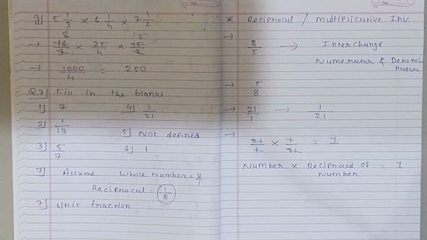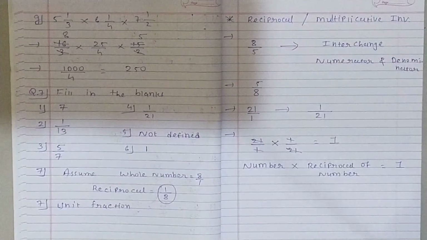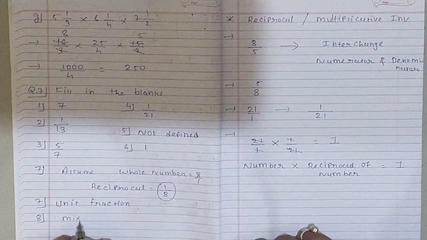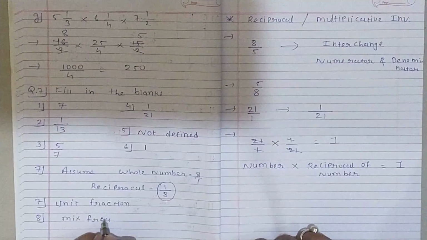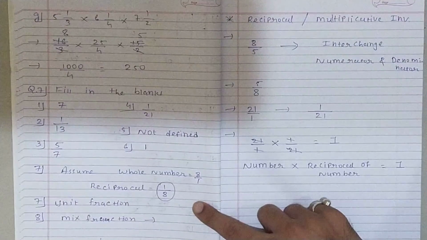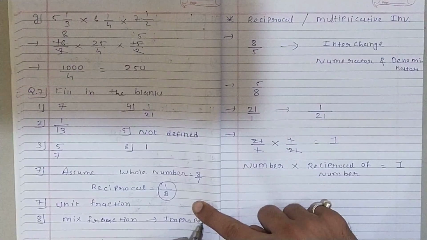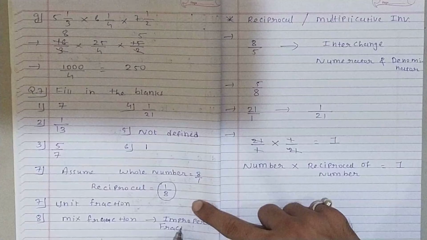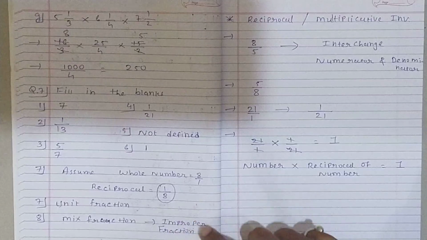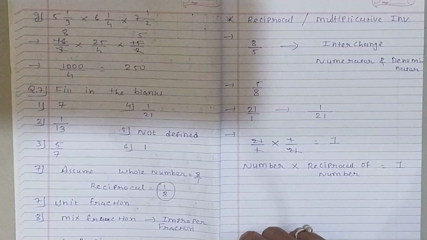Last one, the multiplicative inverse of a mixed number will always be a proper fraction, because whenever you convert a mixed fraction, first you will get an improper fraction, right? And the multiplicative inverse, or you can say the reciprocal, of an improper fraction is always a proper fraction. So the answer is proper fraction.